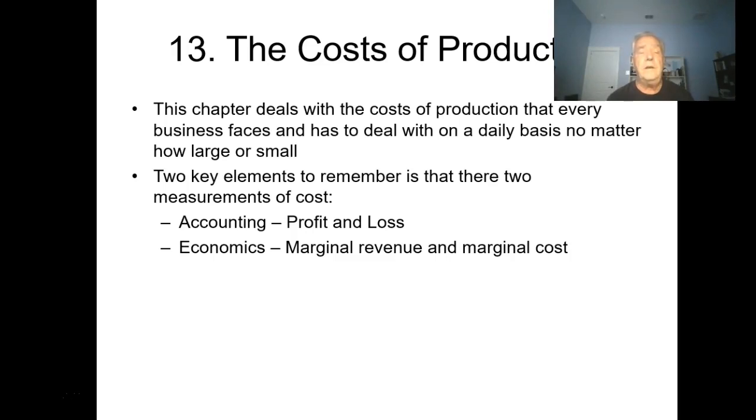So in accounting, profit and loss, accountants are dealing with numbers in total. In economics, we're dealing with numbers per unit costs, per unit revenue. Okay, so understand the difference. The accounting concept is gross profit and revenue. The economics concept is unit profit or cost and revenue.